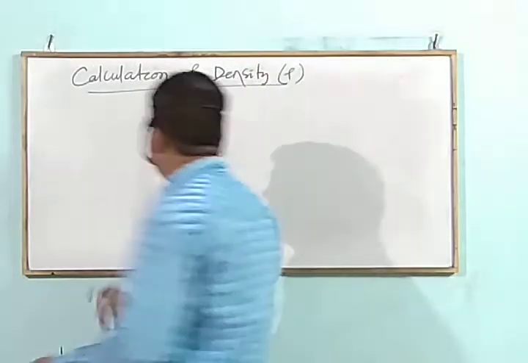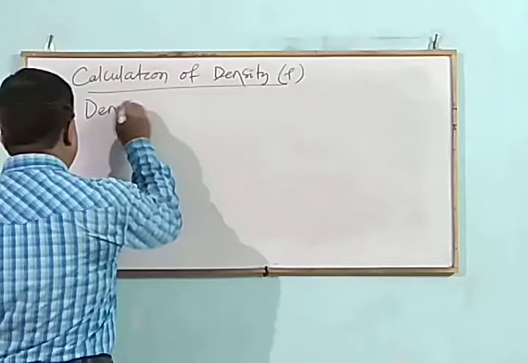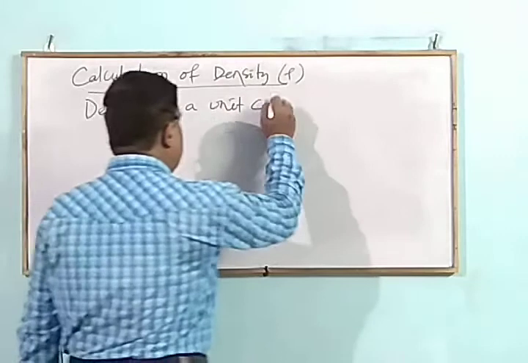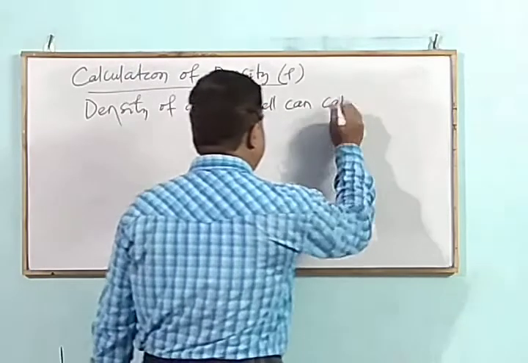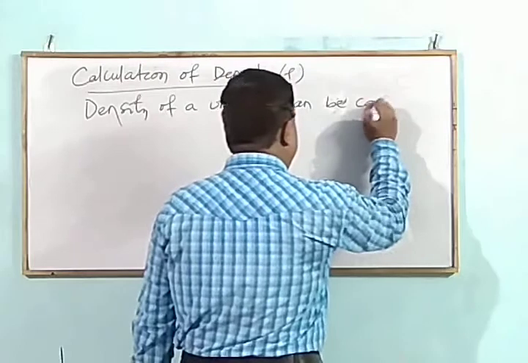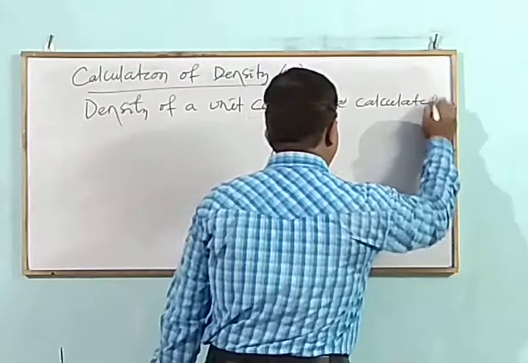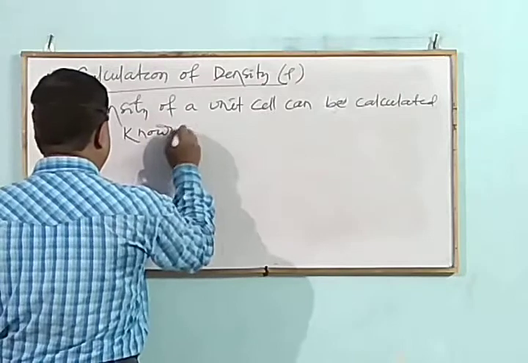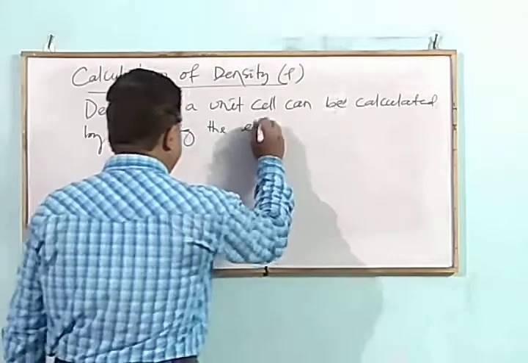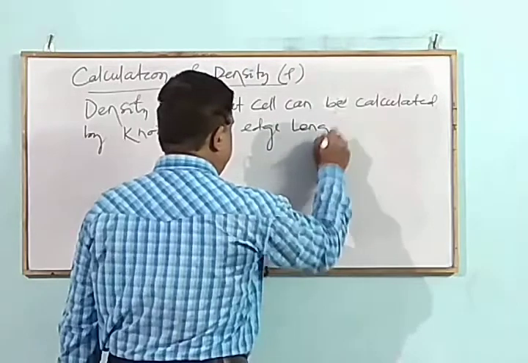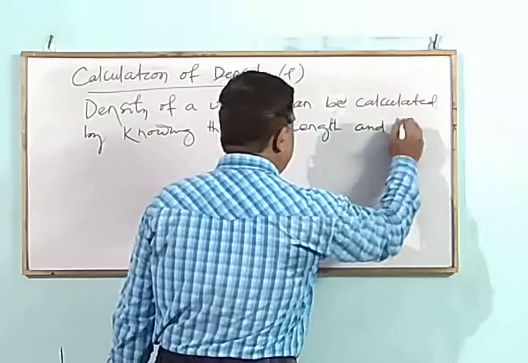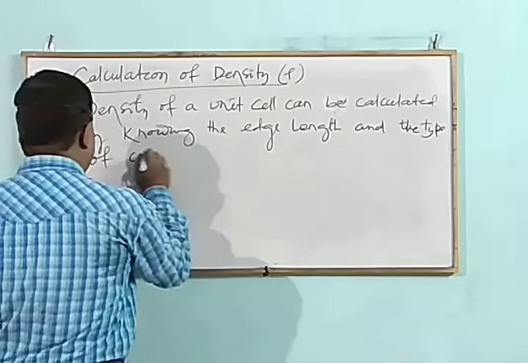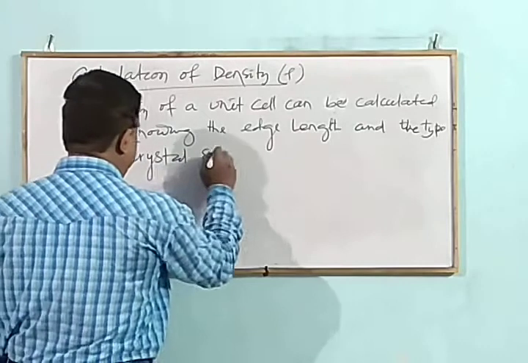Mark that. Density of a unit cell can be calculated by knowing the edge length and the type of crystal system.